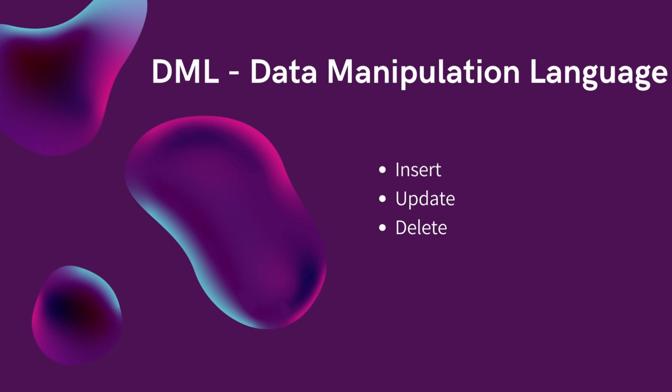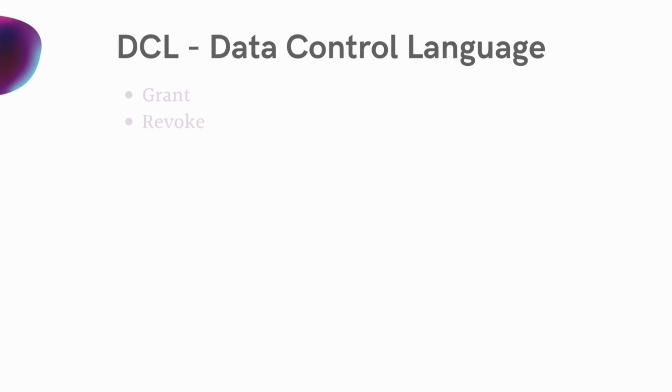The second category is DML or data manipulation language. It includes insert, update, and delete commands. The insert command is used to insert data into a table. Then the update command is used to update the existing record within a table. And delete command is used to delete the records from a database table. These commands are pretty straightforward.